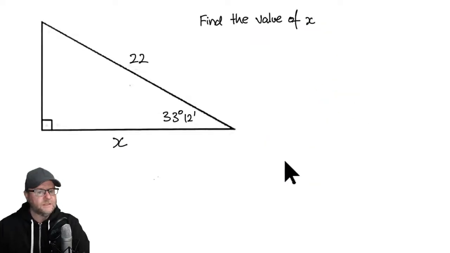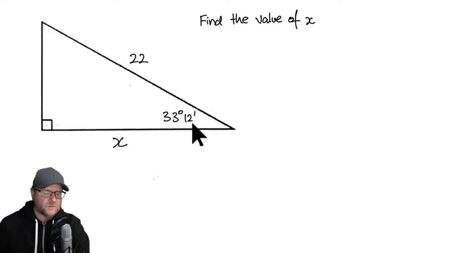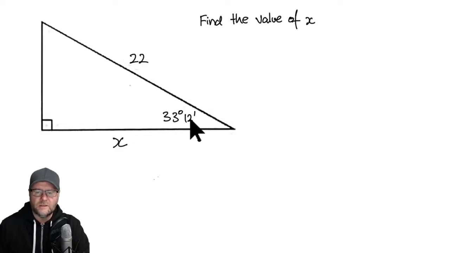This question's a little bit different, but the process is the same. I've got an angle, although this time I've got some degrees and minutes. We'll talk about those in a minute. Minutes are just part of a degree. If I took 1 degree and split it into 60 pieces, I've split it into 60 minutes. Okay, there are 60 minutes in 1 degree.